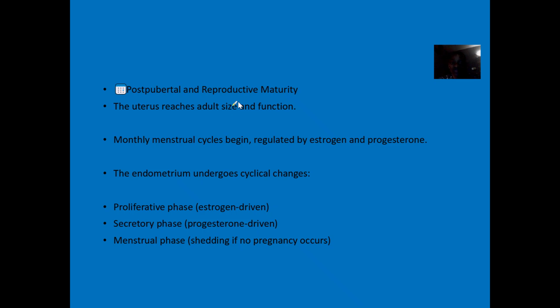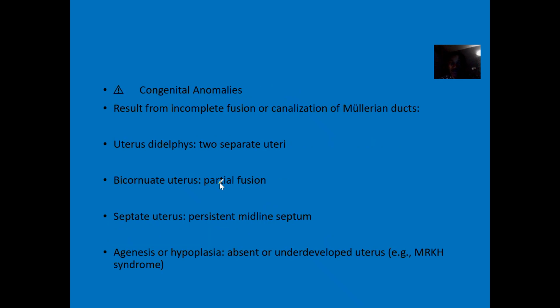So post-pubertal and reproductive maturity, the uterus reaches adult size and function. Monthly menstruation starts, and the endometrium undergoes cyclical changes, where it is shed during menstruation.